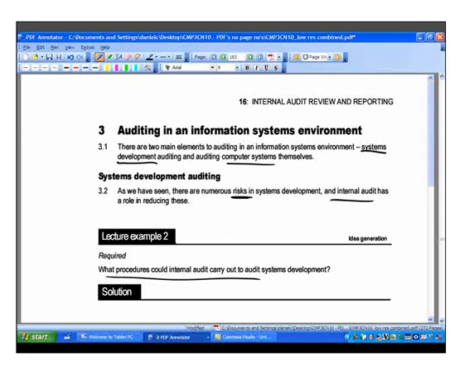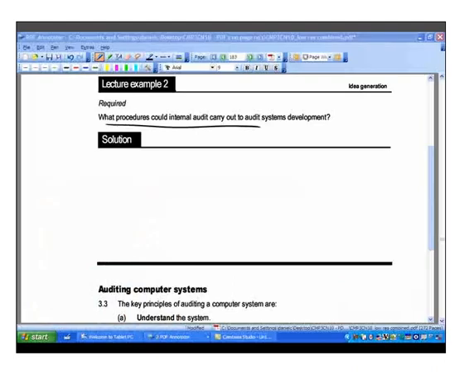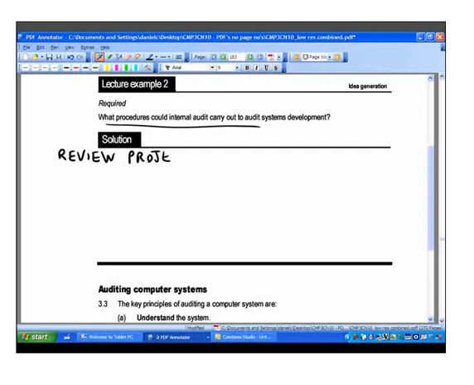So what could internal audit do? Now remember, internal audit aren't actually doing any of the steps in the systems development life cycle, but they may have a role in checking that those steps have been done properly. So an example of what internal audit could do might be that they review the project team. So they look at who is on the project team, maybe look at their CVs, and check that the team has the right experience and the right expertise to be on the project team. So they can check the input into the process, if you like.